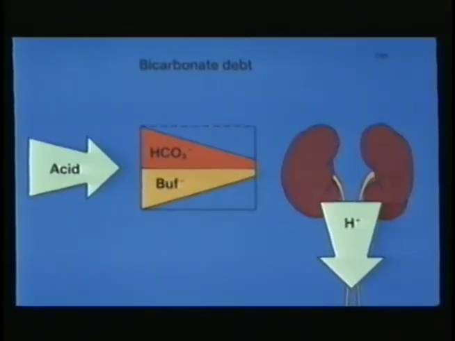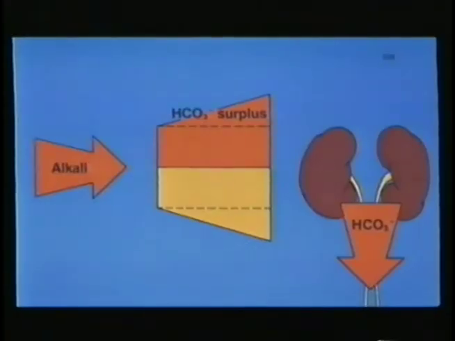63. So far, we have considered only those circumstances in which the body is confronted with the net addition of hydrogen ions, creating a bicarbonate debt, and hence the need to excrete hydrogen ions by the kidney. 64. Now consider the circumstance in which the body is confronted with a net addition of alkali, resulting in a bicarbonate surplus, and hence the need to excrete bicarbonate ions by the kidney in order to restore body fluid composition to normal.